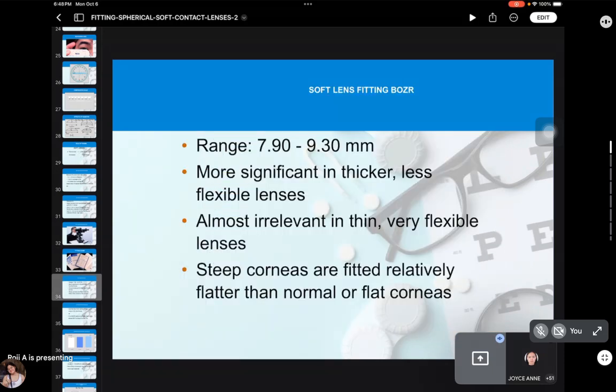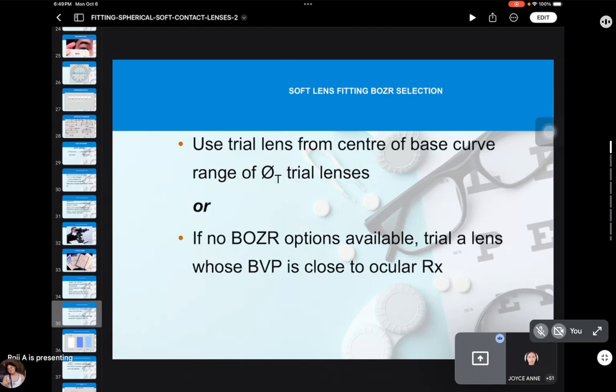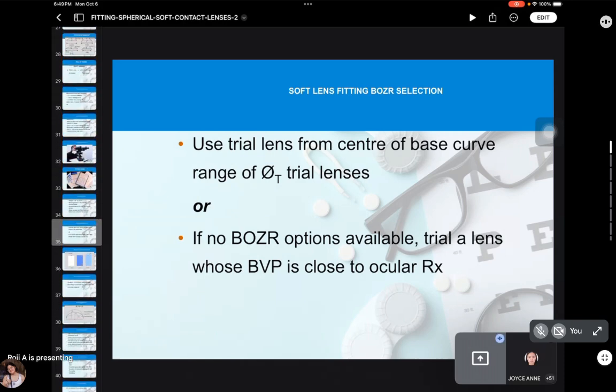So that's your fitting guide. Next, as you can see here, it is more significant in thicker, less flexible lens. Because as we said, it will only conform to the shape of the cornea anyways. So use a trial lens from the center of the base curve. And if no back optic zone radius or base curve options are available, always look for a back vertex that is closest to your ocular RX.